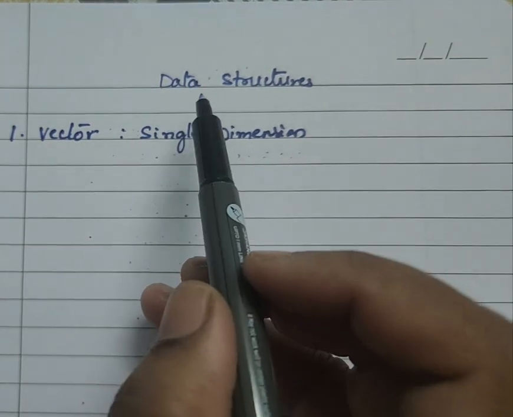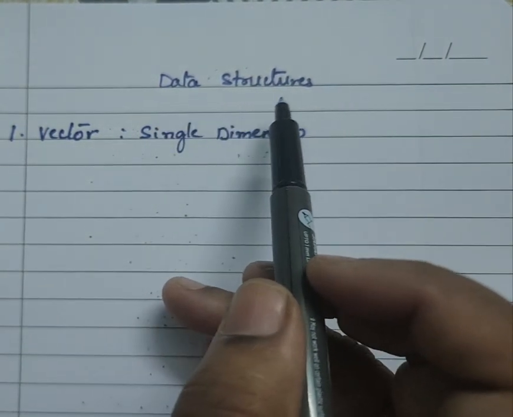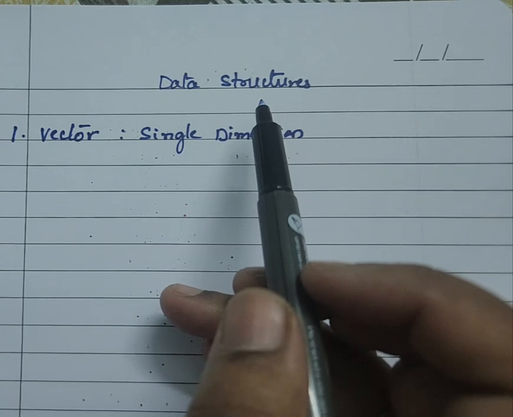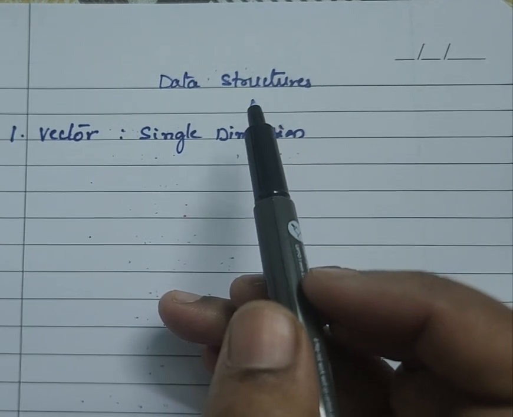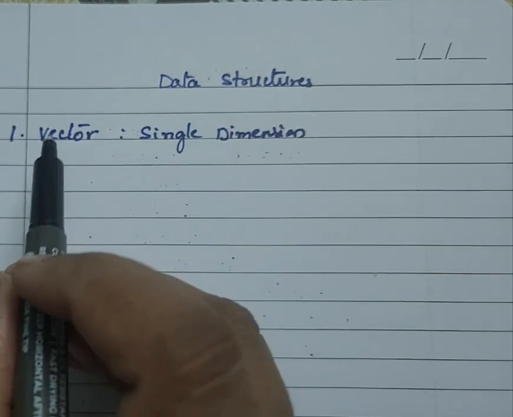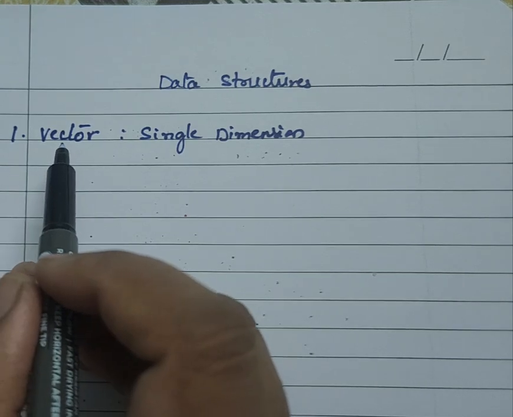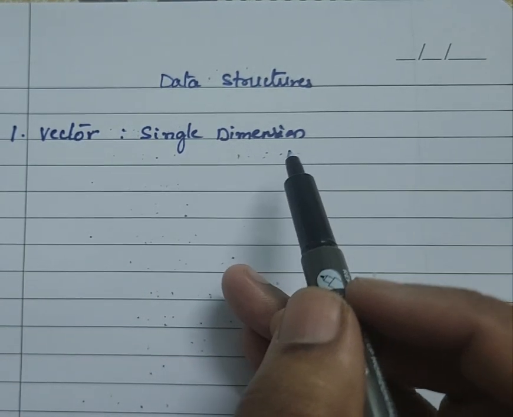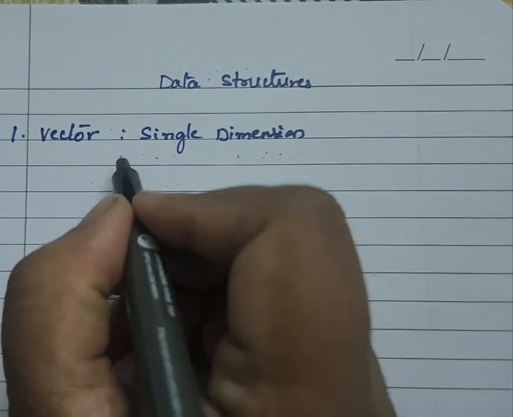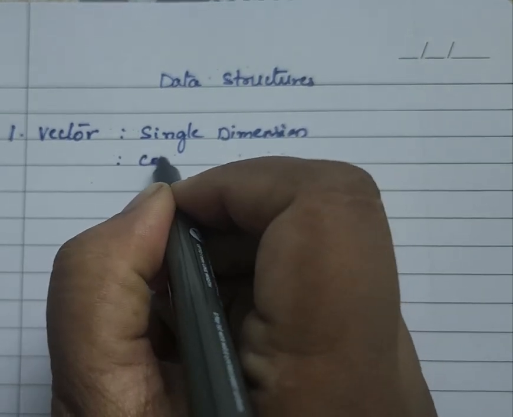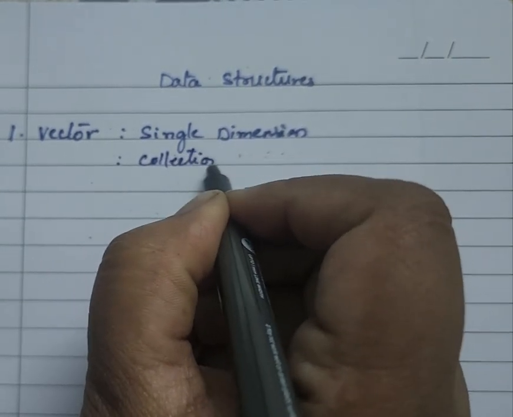Hi viewers, in R programming, today's topic is data structures. What are the data structures which are there in the R programming? The first data structure is vector. A vector is a single dimension data structure and it is a collection of homogeneous data.